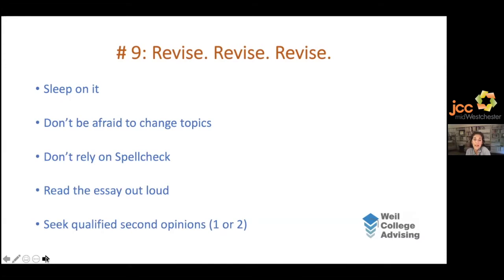Seek qualified second opinions, but one or two. Do not show it to your neighbor and your friend and your cousin and your mom and this and that. Everybody will have a different opinion, and you're going to be very confused. People are going to tell you different things, correct different things. And the worst part, in my view, is that it loses your voice. That's really important. And it sounds like everybody and nobody. So I would pick one or two people and just stick to that.